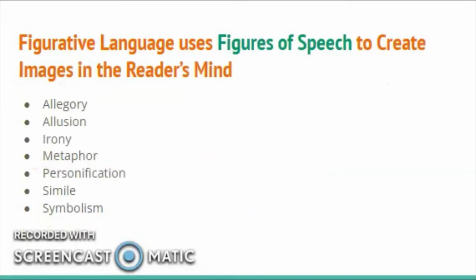So figurative language uses figures of speech to create these images in the reader's mind. Some of these you might be familiar with already, such as simile, symbolism, metaphor, but others you might not be as familiar with. We will be covering each of these and breaking them down with the slides.